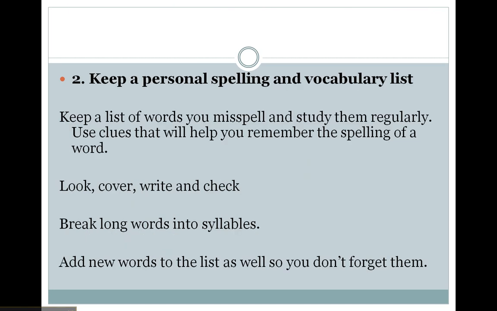The other thing you can do is keep your own personal spelling and vocabulary list. You could do this in a notebook, or you might choose to open up a new file and start a list of words for yourself. They could be words that you know you misspell, or they could be the new words that you're finding as you're going through the readings and things that we'll be looking at in this course.